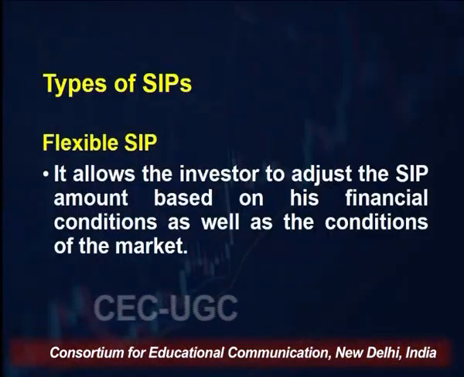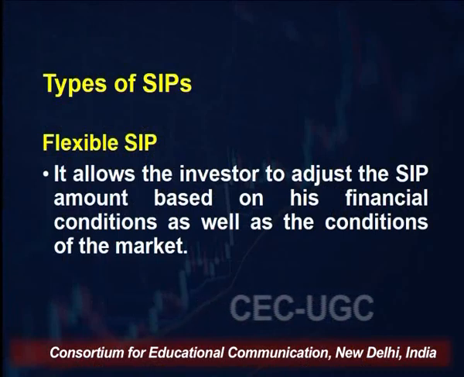Flexible SIP. See, it allows the investor to adjust the SIP amount based on his financial condition as well as the condition of the market. When you feel that the market has topped, market is topping. When I am saying market is topping, it means the market is very high, market is booming. You are fearful that after some time the stock market may fall, right? So you can reduce the SIP amount or you can stop the SIP amount.